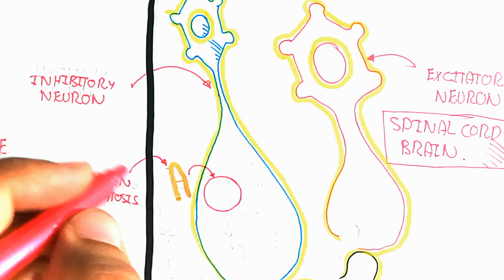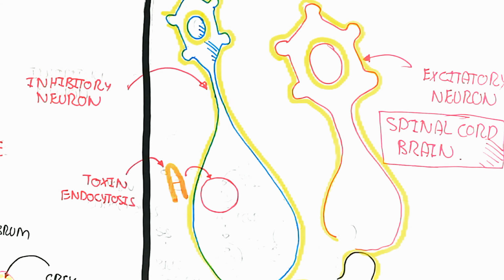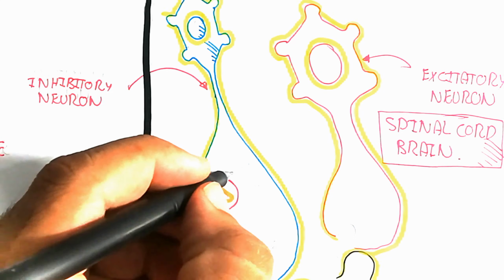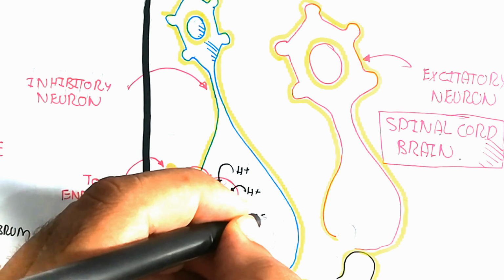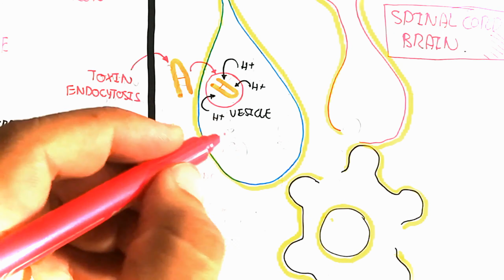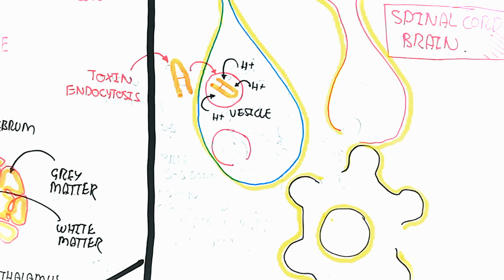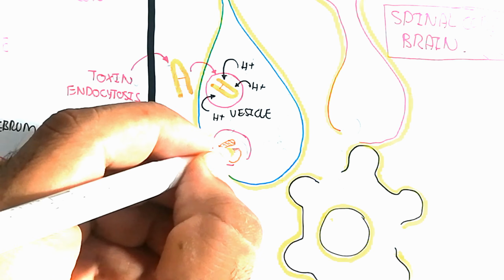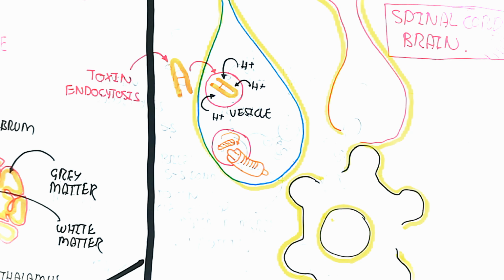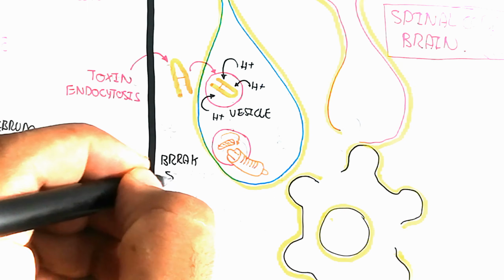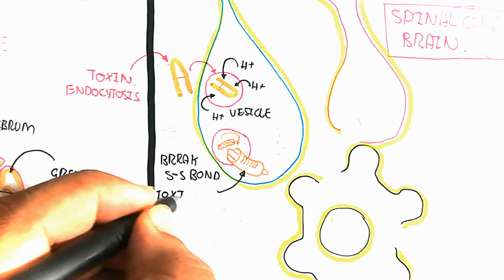So here is the toxin, the tetanospasmin, which will enter and endocytosis will occur, and in this way vesicle formation. This vesicle is known as the endosome, and protons will enter the endosome, which leads to a decrease in pH and an increase in acidity, which will cleave and break the disulfide bond, and the toxin is cleaved.